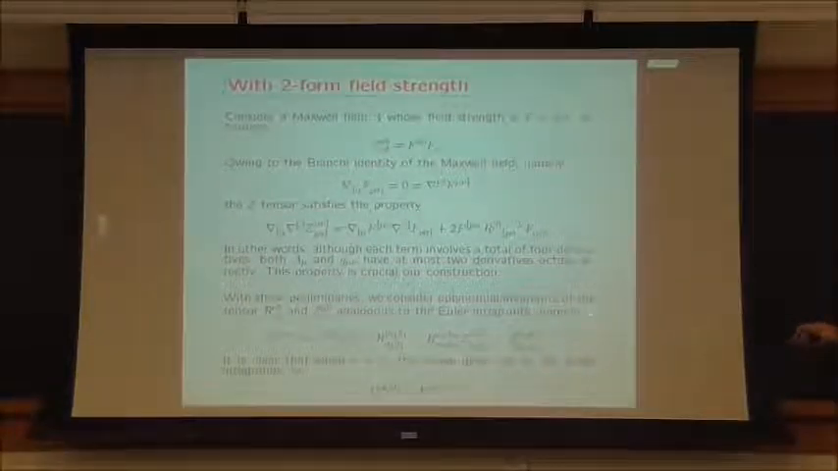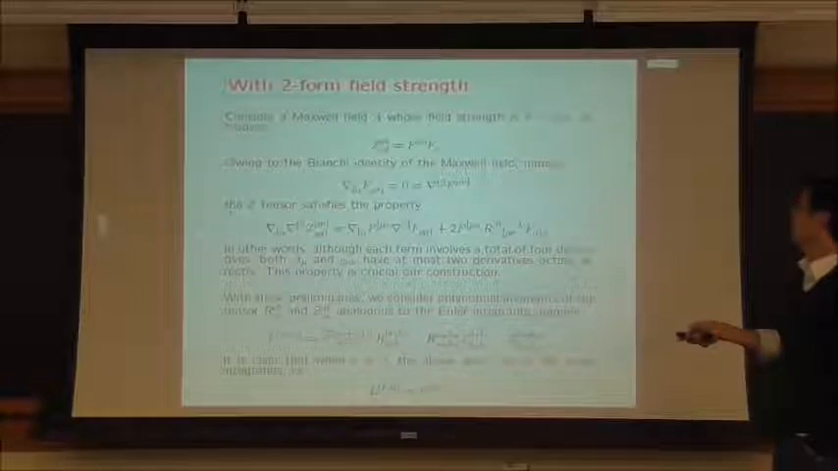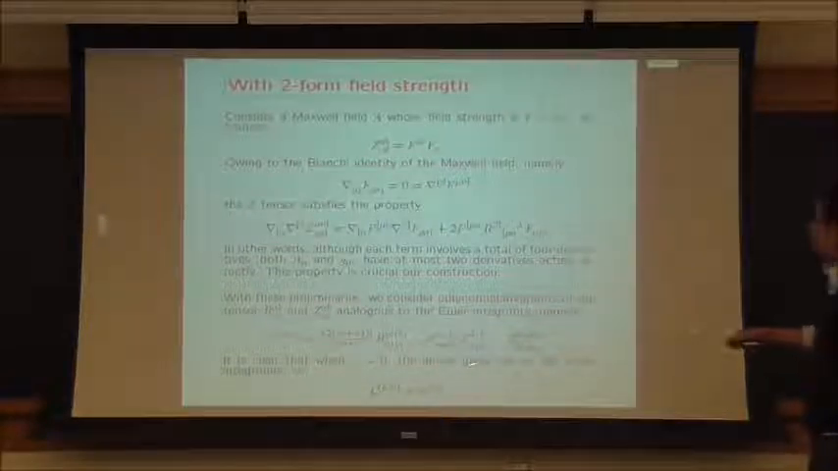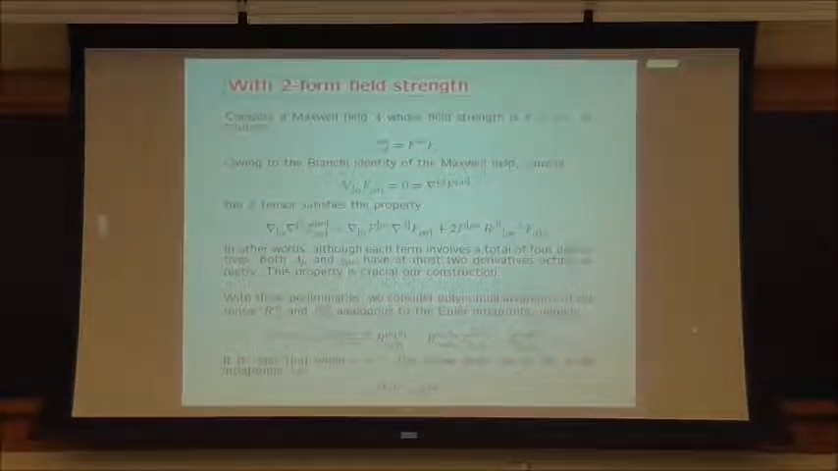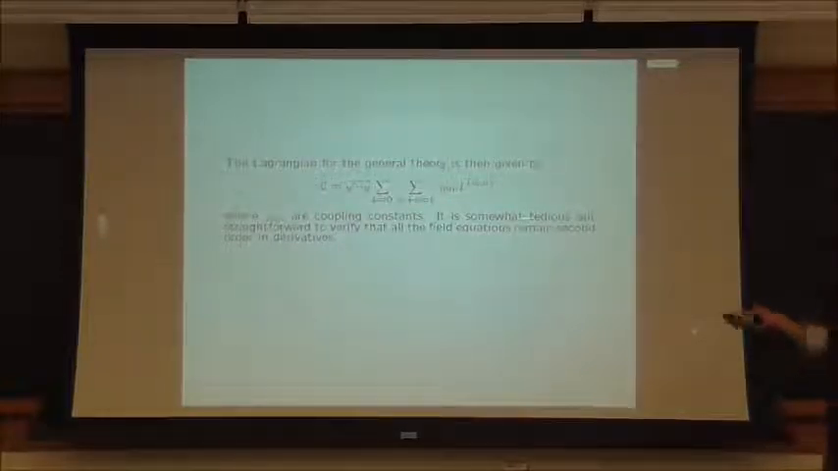With this preliminary, we can consider polynomial invariants of the tensors. In addition to the Riemann tensor, we also construct the Z tensor and put them together like this, with M Riemann tensors and N Z tensors. When N equals zero, the above gives rise to the Euler integrands, that is, the Lovelock product. Then the Lagrangian for the general theory just sums over all the terms, where gamma mn are the coupling constants. It's a bit tedious to verify, but fairly straightforward, that all the field equations remain second order, like Lovelock.